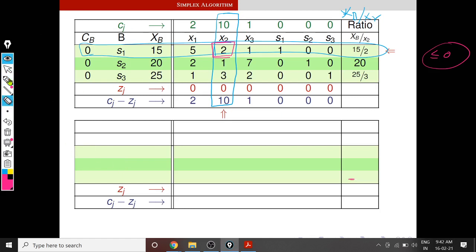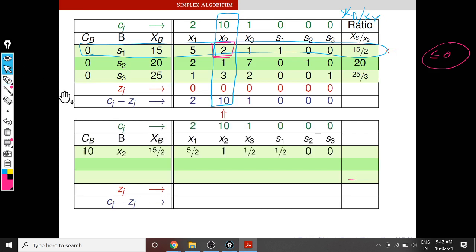Okay, what about this side? In this side everything is same. This side Cj, Cb, everything is there. What about the basic? What are the new basic variables? S1 will leave the basis, x2 will enter the basis. So x2, s2, s3. This is the new basic variables.